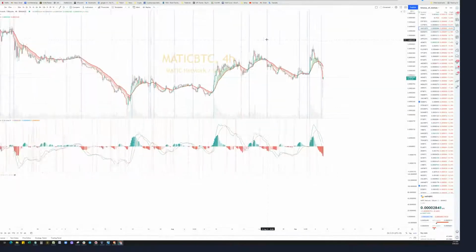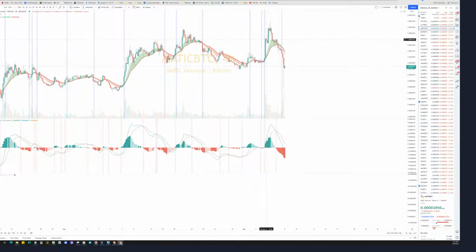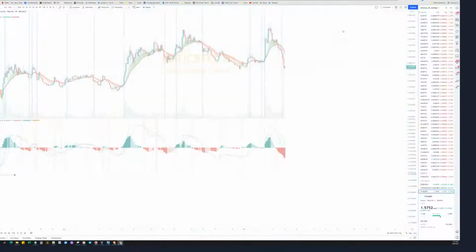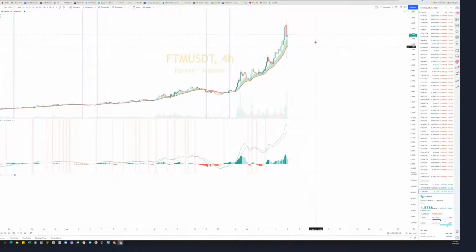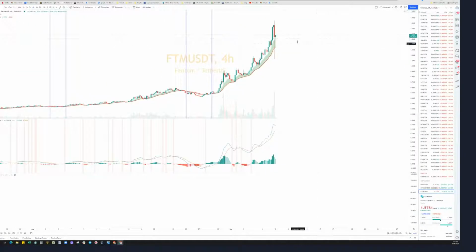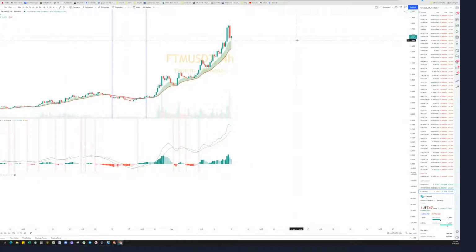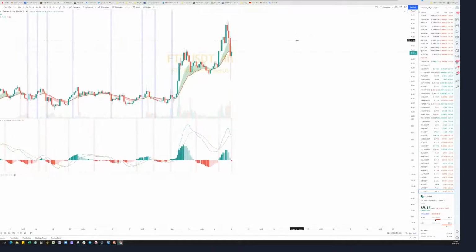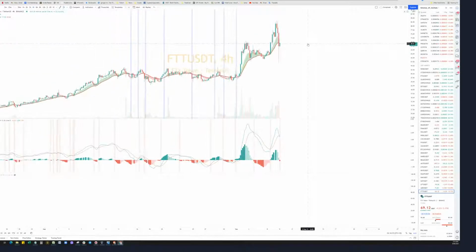So Matic hemorrhaged a lot as well. Actually, let's look at FTM from here. FTM. Oh, beautiful. Look at that. That recovered as well. And what was good today? FTT. FTT not as good, but FTM and Sol still doing great.